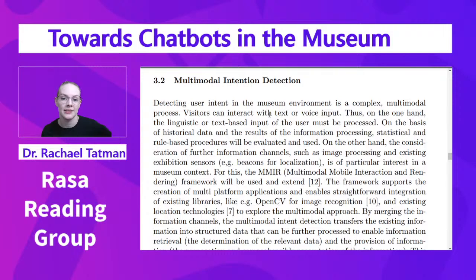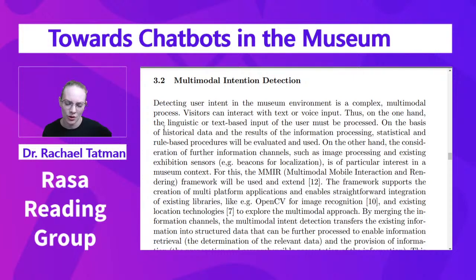On the other hand, having text available, both for providing information to the system and for the system to provide information to the users, is really good accessibility for people who maybe don't speak or are hard of hearing or deaf. So it's important to consider a range of visitor needs. Thus, on the one hand, the linguistic or text-based input of the user must be processed. I think when they say linguistic here, they mean speech.